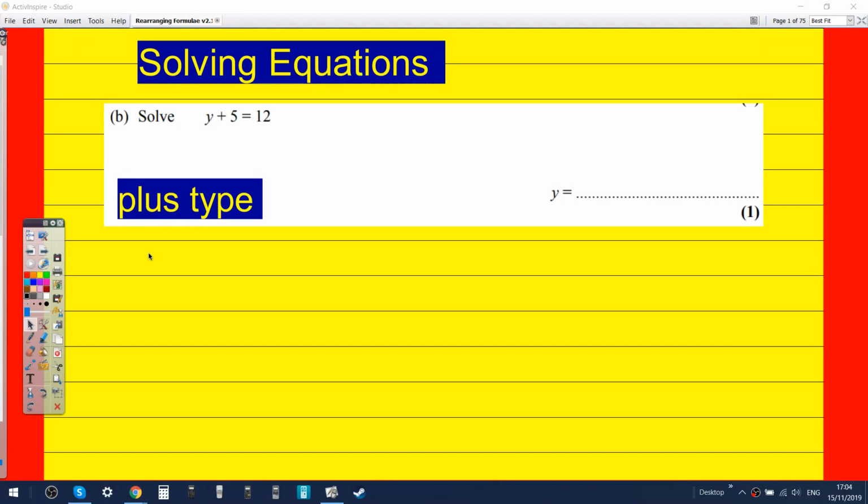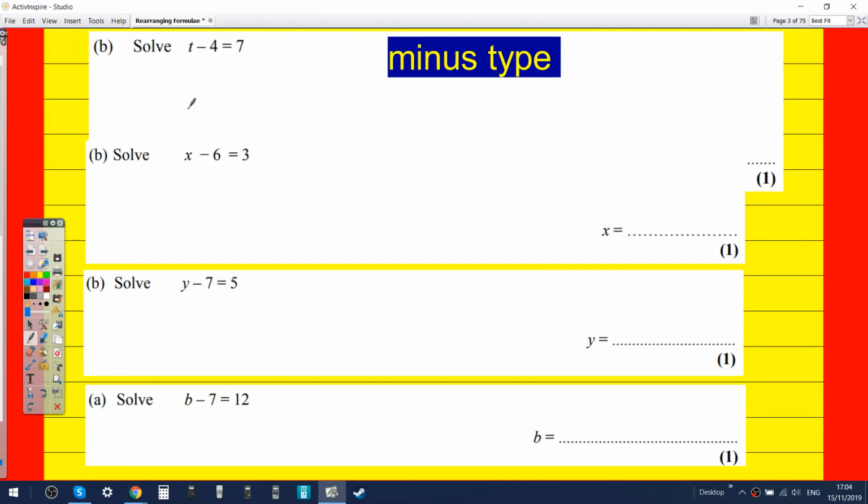Minus 5 on both sides, so 12 minus 5 is 7. Okay, how about the top one? Plus 4 on both sides, so 11. Yeah.